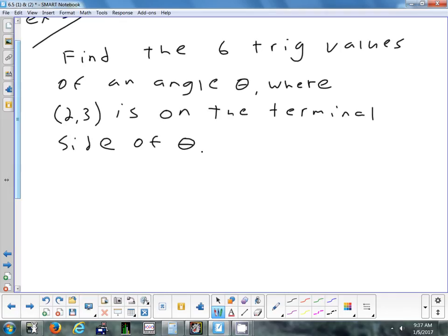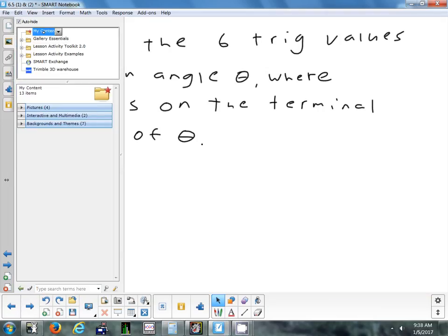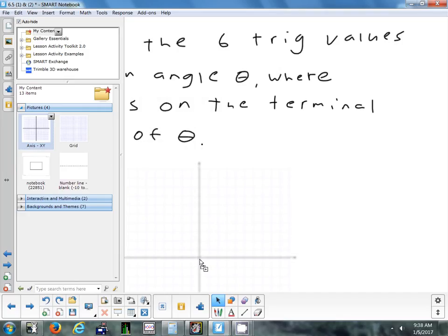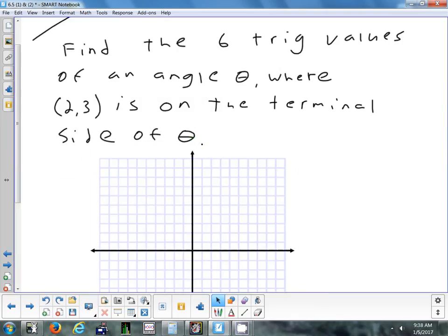All right, so this is finding the 6 trig functions of an angle, which we don't know. And the coordinate 2, 3 is on the terminal side of the angle. So, might help to make a picture. I'm going to graph the point 2, 3. And it says that's on the terminal side of the angle. There's the terminal side. Where do I put the initial side? They didn't tell me where to put it.